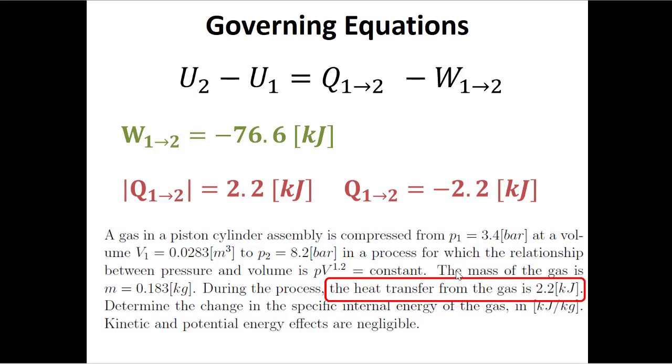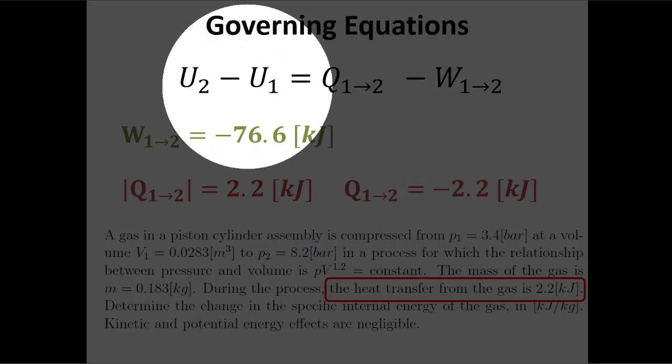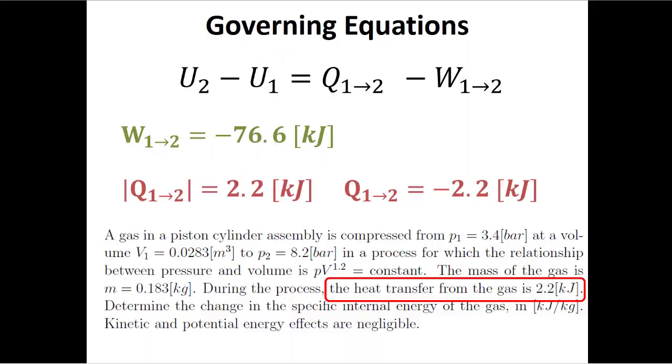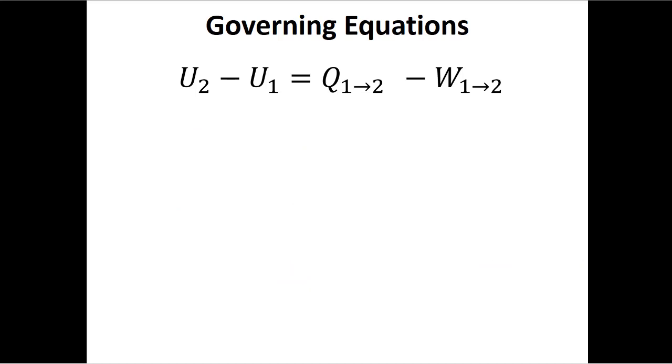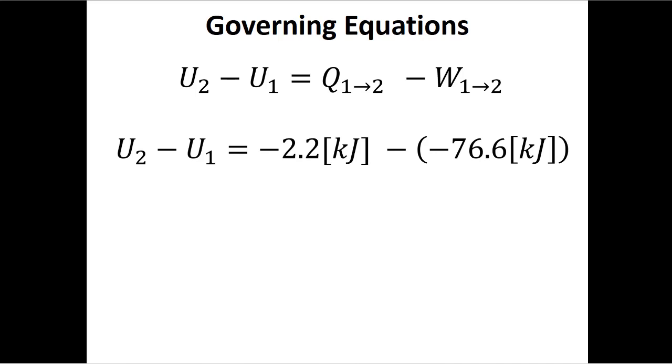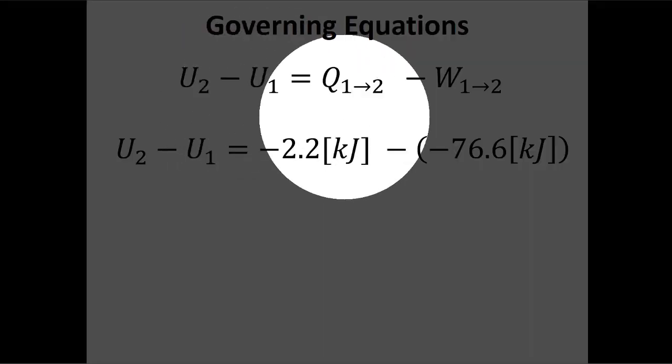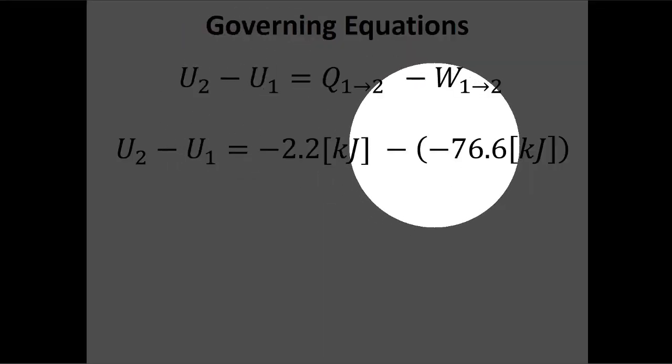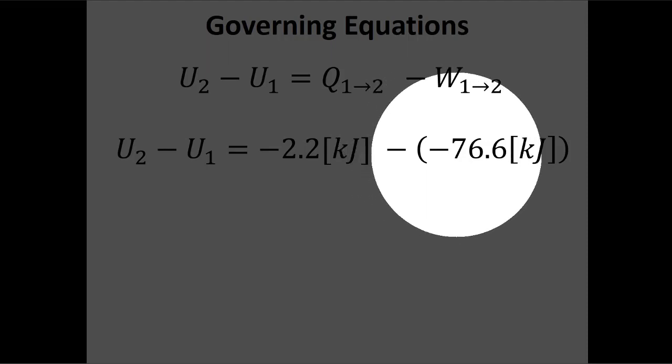So now I know both my terms on the right-hand side, and the problem has asked me what the change in internal energy, or the left-hand side of my first law equation, is. So now I start with my first law, and I sub in the information that I know. So I know that Q is negative 2.2 kilojoules, and I know that work is negative 76.6 kilojoules. Now, one of the things that's easy to mess up if you move too quickly through these problems is to forget that this is negative W. So negative W, so here we have negative of a negative number. So this is going to become a positive term here at the end.